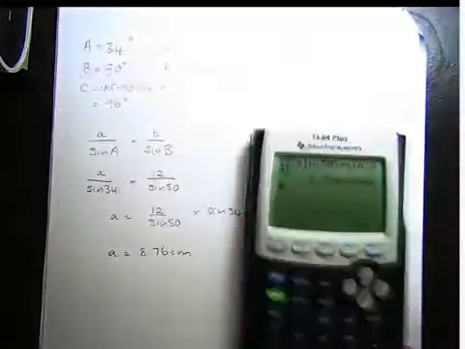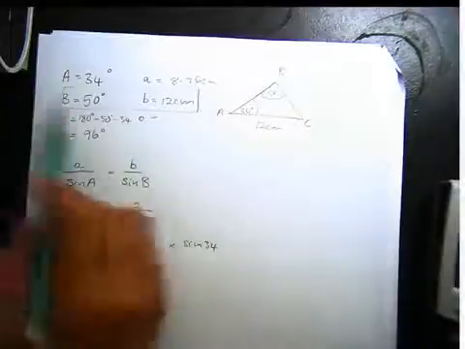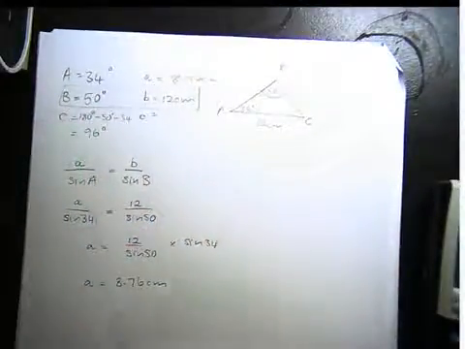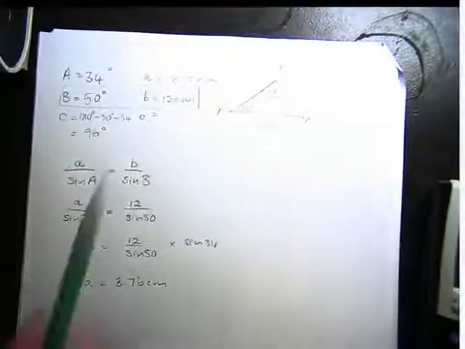Now that I have that, it's a bit hard to see, isn't it? Now that I've got that, I could actually use A or B when I go to find C in the next one, but if I've made a mistake there, it'll mess up C. So I am going to use B again.